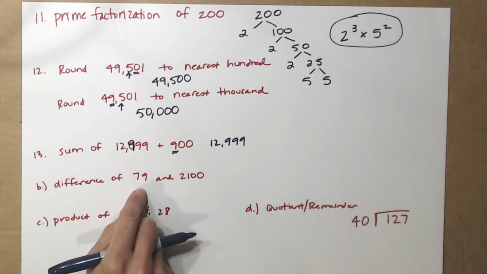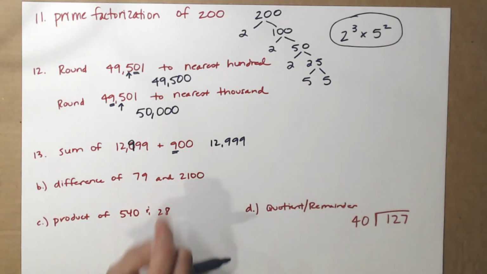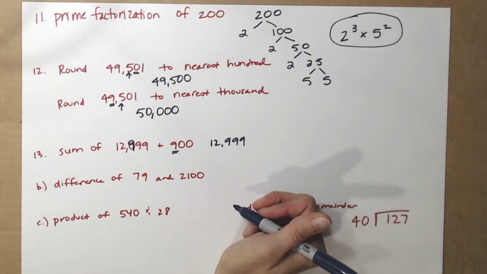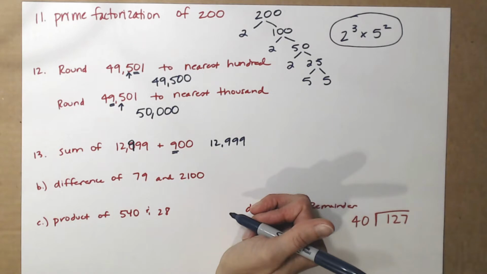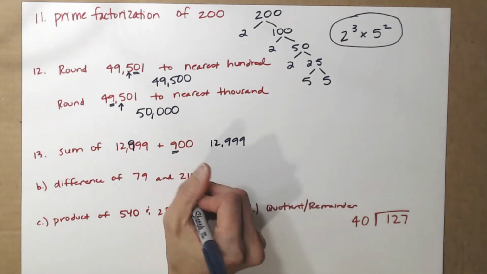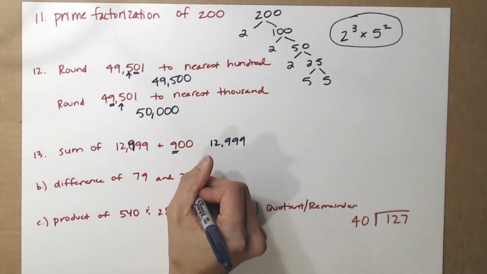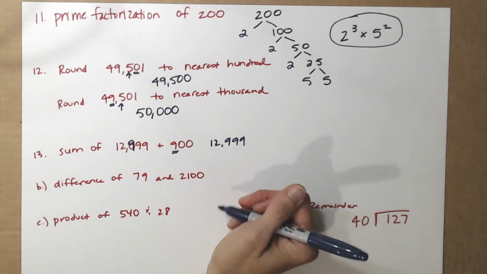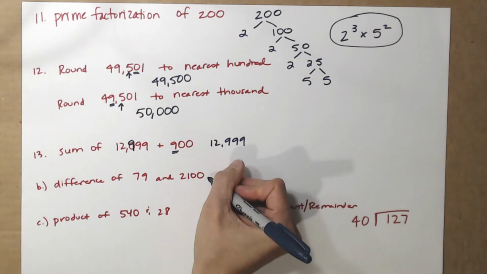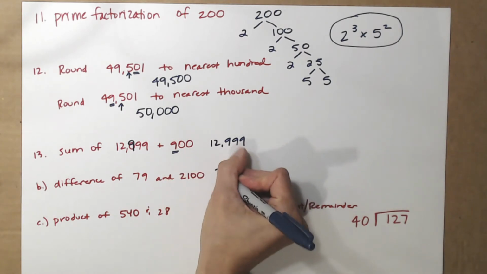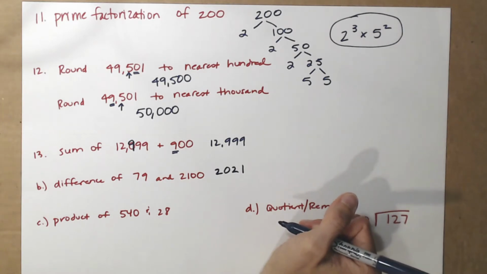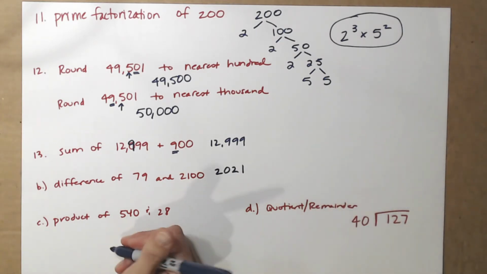Here we're looking for a difference, so we're subtracting 79 from 2100. This one I would do in my head, but if you can't do it in your head, you can do it vertically. In my head, I would just say, what is 100 minus 79? And I know that's 21. So then 2,100 minus 79 would be 2,021. But again, you can subtract that vertically if you need to.